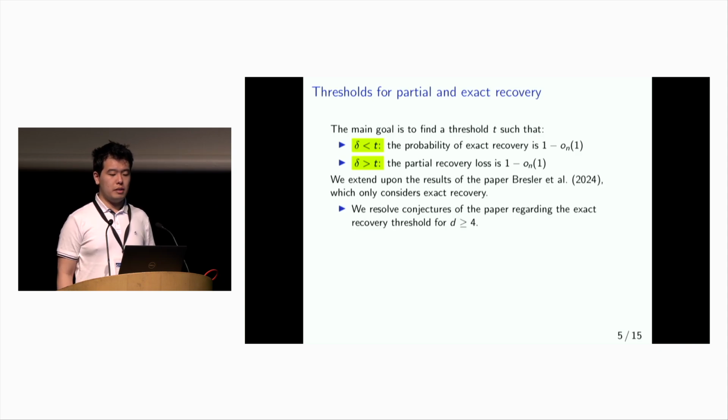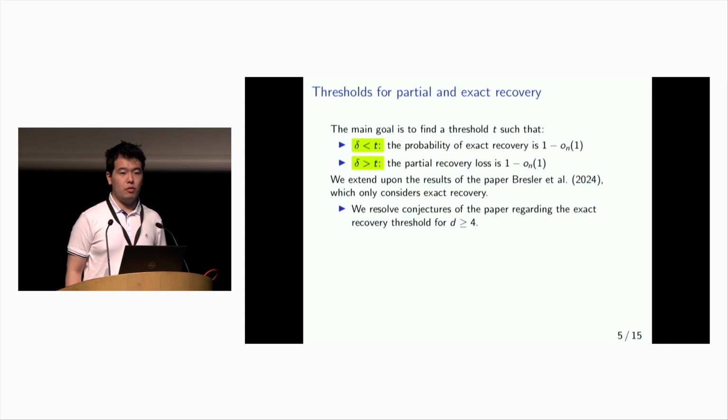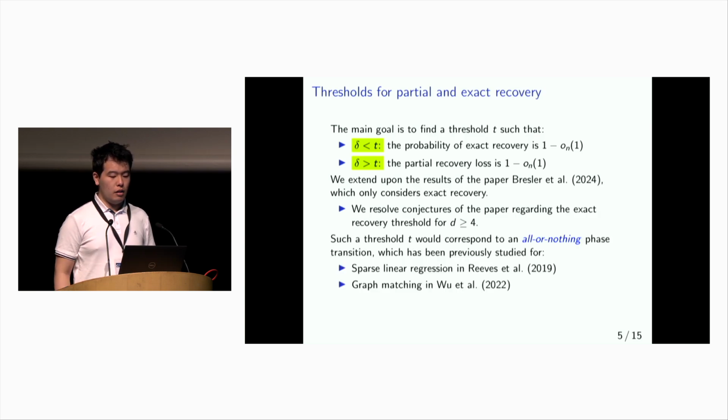In particular, we extend upon the results of the paper from Bresler et al. from COLT 2024, which only considers exact recovery, and we resolve conjectures regarding exact recovery for D greater than or equal to 4. Furthermore, I'd like to mention that such a threshold T would correspond to an all-or-nothing phase transition, which has been studied previously for graph matching and sparse linear regression.